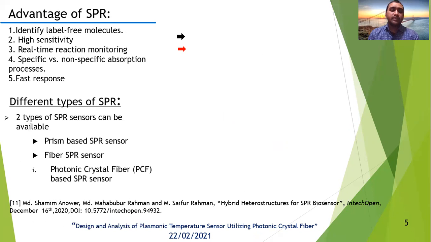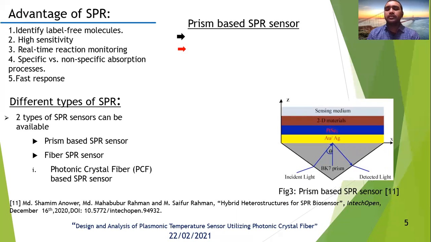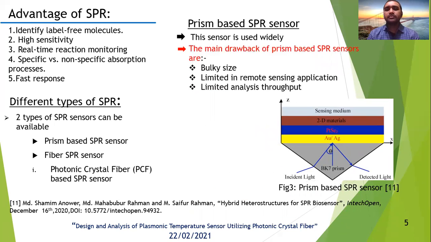There are mainly two types of SPR sensor available. One is the prism SPR sensor, and the other is the fiber SPR sensor. In fiber SPR sensors, photonic crystal fiber is the most promising and is most used in recent days. Figure 3 shows the prism-based SPR sensor. This sensor is widely used, but it has some limitations: a bulky size, limitation in remote sensing application, and limited analysis throughput.